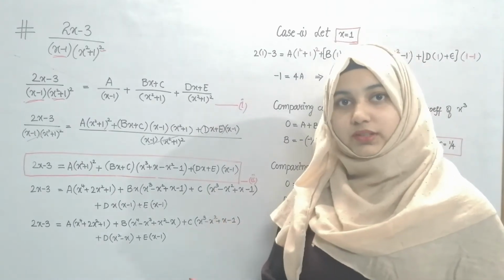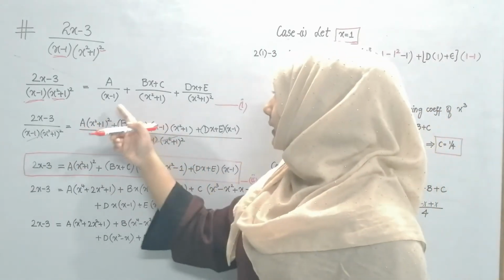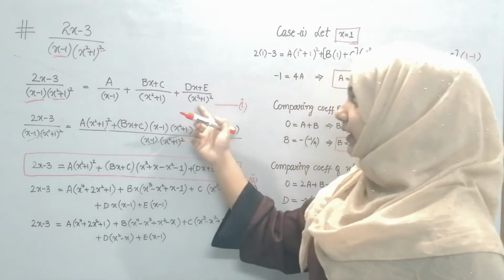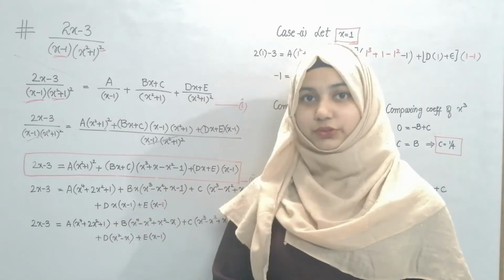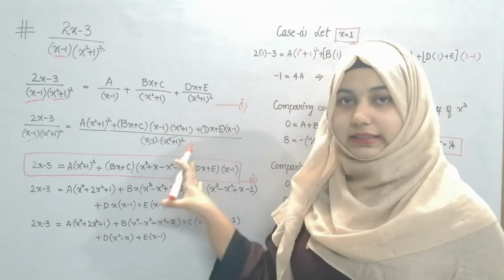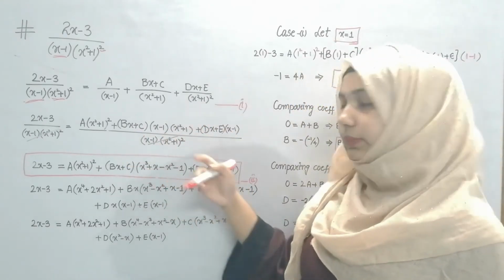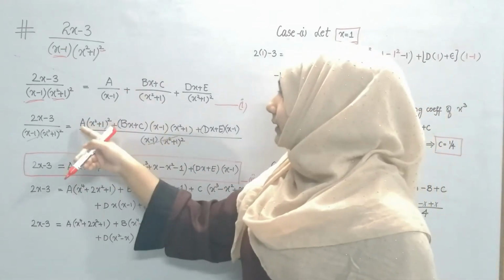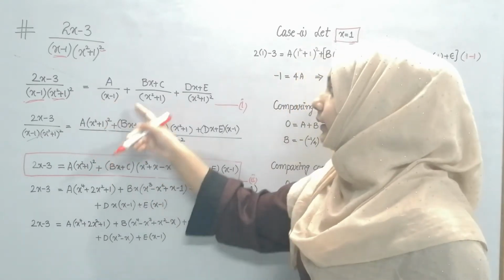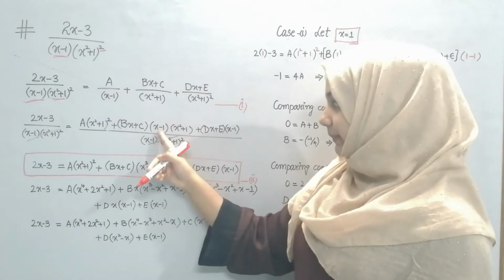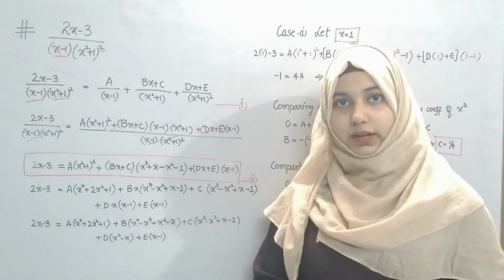Now step 2 is to take the LCM, in order to cancel out the denominators. The LCM will be (x minus 1) and (x square plus 1) whole square. At this point I consider that you know how to take out the LCM, so I'm not going into detail on that. After taking the LCM, I'll have A into (x square plus 1) whole square, because I had only x minus 1, plus (Bx plus C) into (x minus 1) into (x square plus 1), plus (Dx plus E) into (x minus 1). Done.